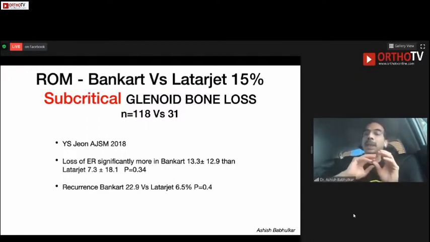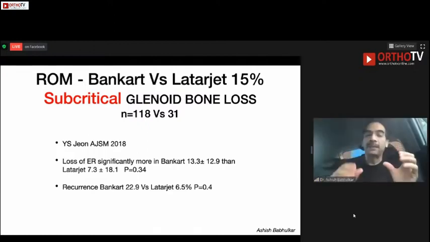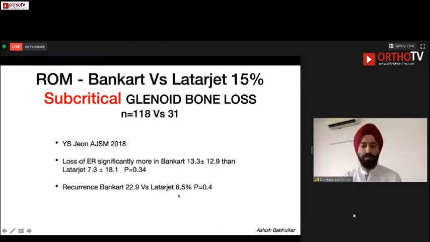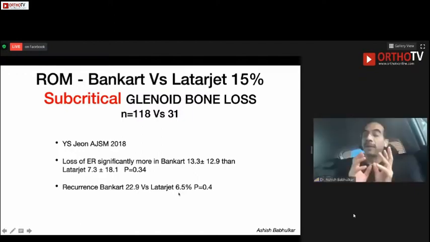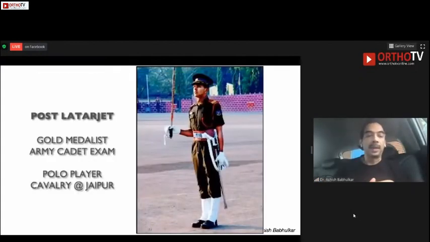These are all patients with less than 20% glenoid bone loss. And although they had a reasonably good result, very low failure rate, the recurrence in the Bankart group was almost 23%. The recurrence in the Latarjet group was 6.5%. So there's a difference here. So if you have a young athletic population, then you would err towards doing a Latarjet. And the other interesting finding was that external rotation was more restricted in Bankart than the Latarjet. There's of course a scientific reason for that.